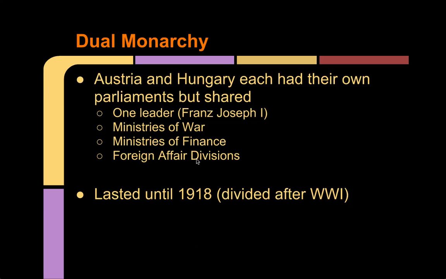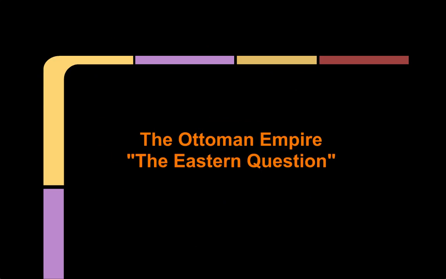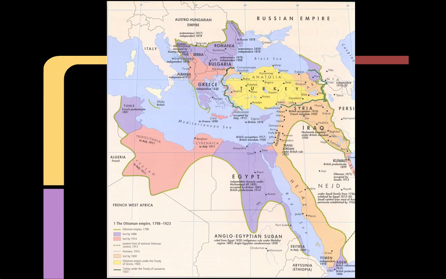Now, this dual monarchy is going to last until 1918, and ultimately what will happen is that after World War I, they will divide. Now, the Ottoman Empire is known as the Eastern Question. And when you look at maps during this time, the Ottoman Empire is located to the east of the rest of the European countries. So if you look right here in this area, Ottoman Empire from 1798 to 1923.